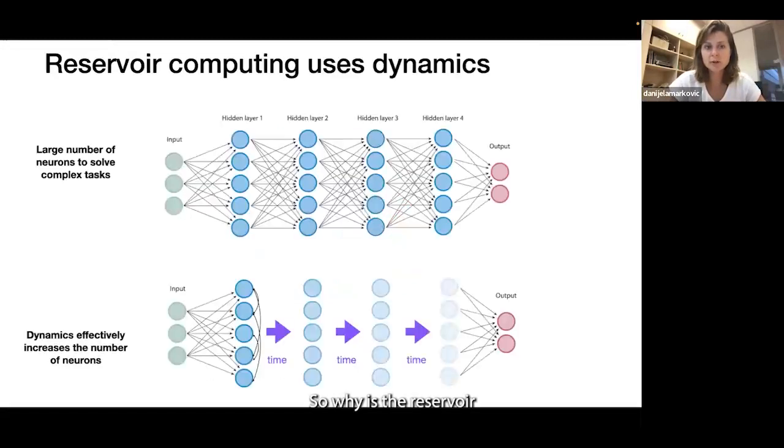So why is the reservoir interesting for our situation here? Well, we can't apply a lot of gates in order to obtain these layers of quantum neurons, but we can let our system evolve in time. And if we give it some interesting time evolution, this is in a sense equivalent to evolving with some gates. So we use the dynamics to give depth to our neural network.